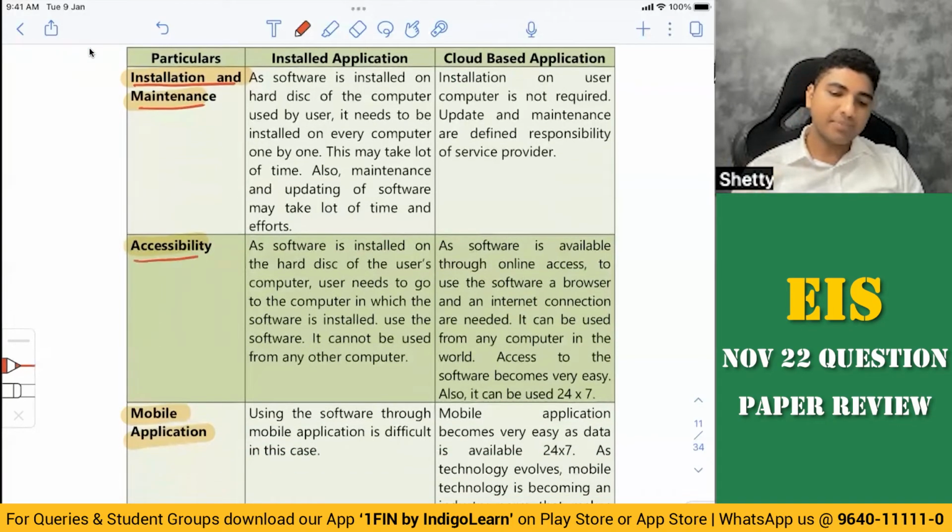Second point is accessibility. So what are they saying? As system software is installed in your computer, the user needs to go to the computer. During the COVID lockdown, we experienced this. All the systems were in the office, but you could not go to the office, so you could not access your system at all. But if you're using a cloud-based application, you could access it without visiting your office, even from your home.